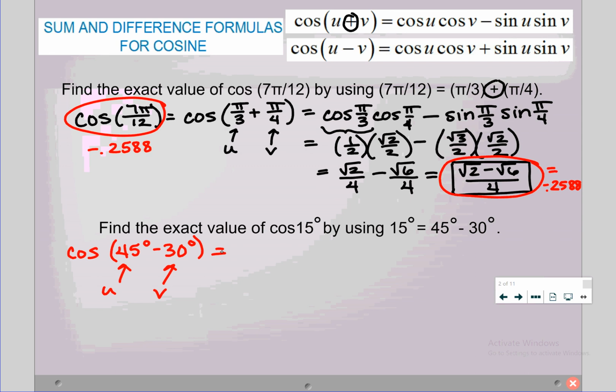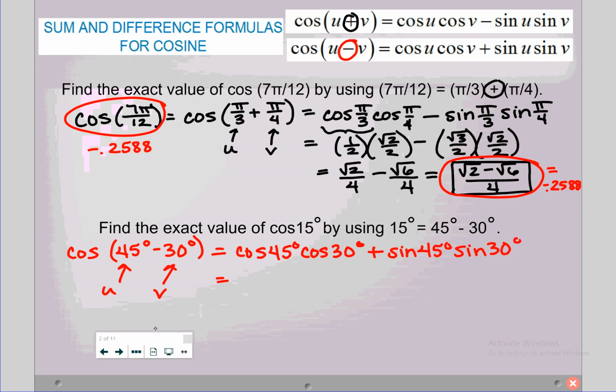This time, because it's minus, we're using the second identity, cosine u minus v. So the only thing that changes is I have a plus between my terms instead of a minus between my terms. Still cosine, cosine, sine, sine. All right, so cosine 45 degrees, cosine 30 degrees, plus sine 45, sine 30.